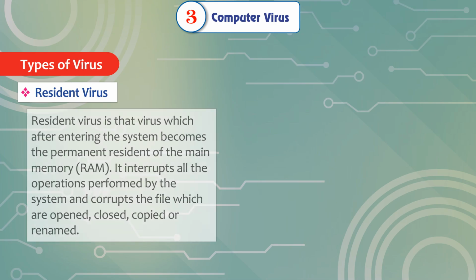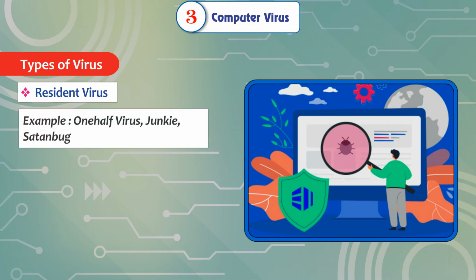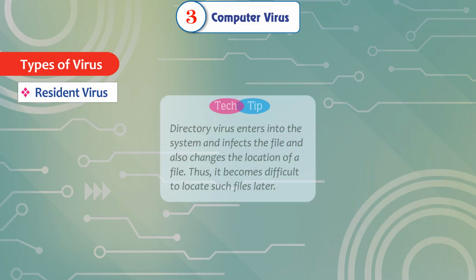Resident virus. A resident virus is a virus which, after entering the system, becomes a permanent resident of the main memory, RAM. It interrupts all the operations performed by the system and corrupts the files which are opened, closed, copied or renamed. Example: 1/2 virus, Junkie, Satan bug.